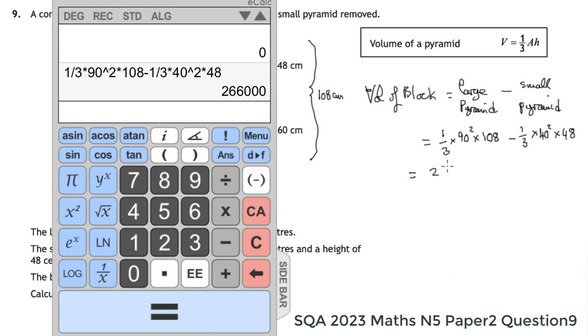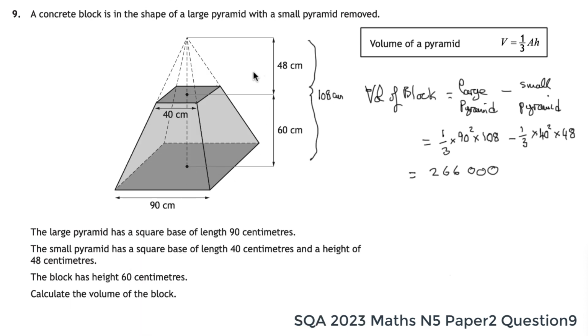So it's 266,000. Now, what's the measurements? Everything here is in centimetres. This is a volume, so it must be centimetres cubed, or cubic centimetres. Well, to calculate the volume of the block, we'll just leave it as that, cubic centimetres, 266,000.